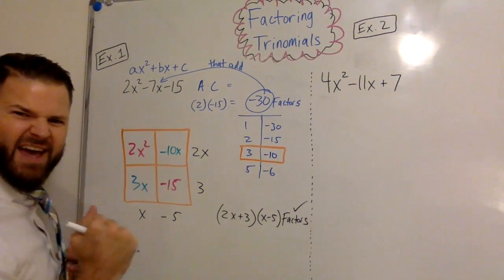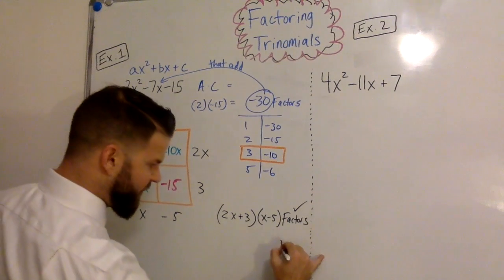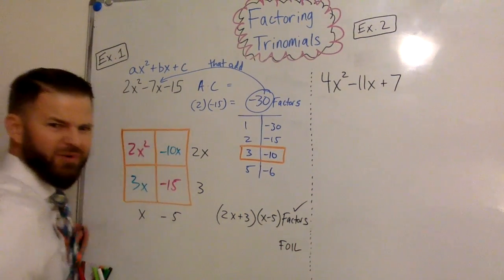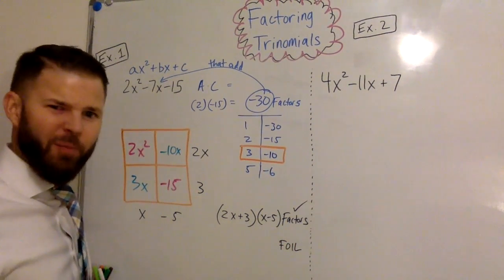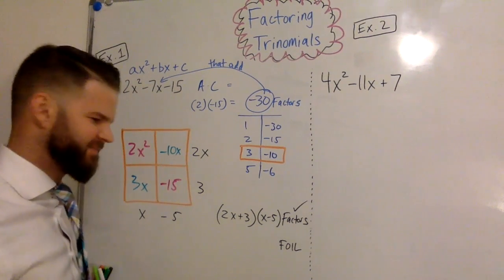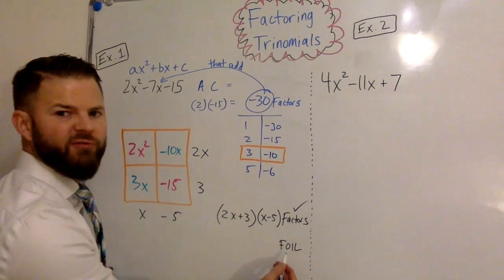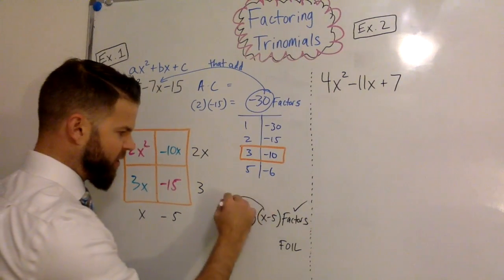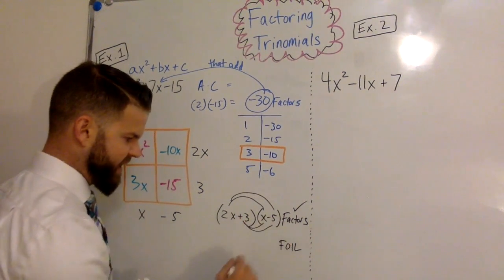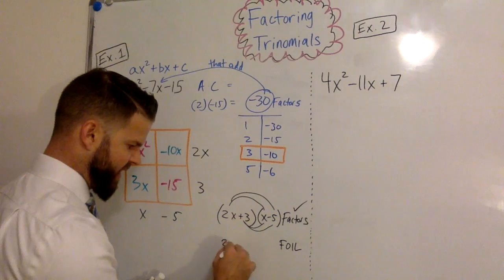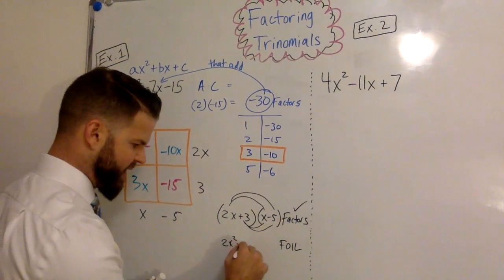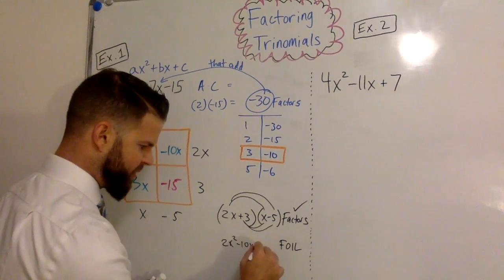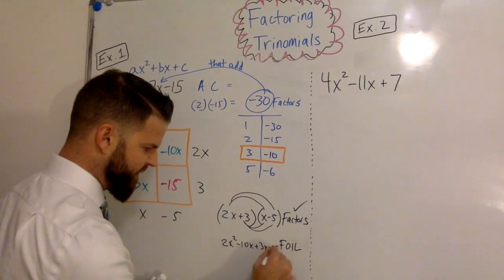So now I want to double check my work, but you know, it's Mr. Massey. We don't make mistakes. But if you just want to double check my work, we can FOIL this guy to double check. If you recall, FOIL is just first, outside, inside, last. So what do we got? We got a 2x squared, we got a negative 10x, we got a plus 3x, and we got a negative 15.